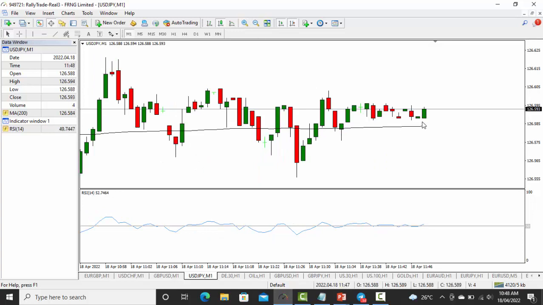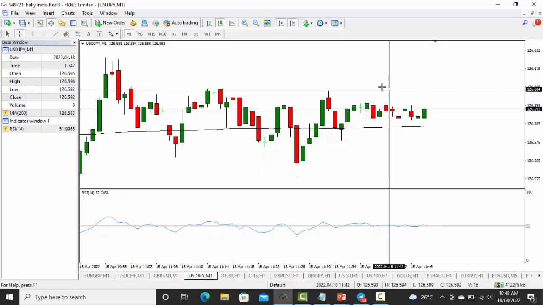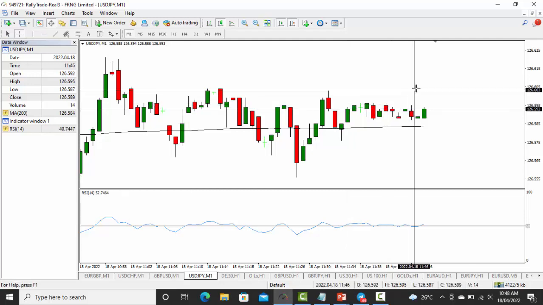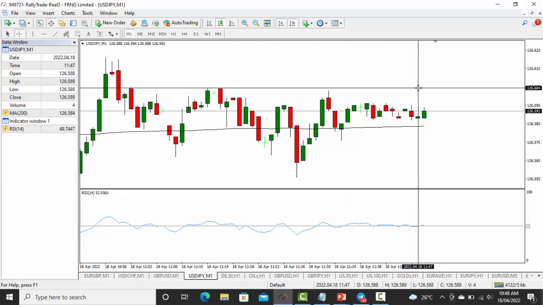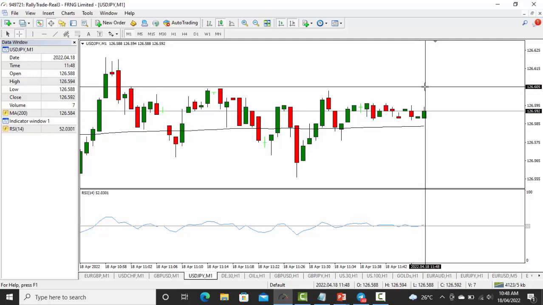This current candle on USDJPY, is it going to likely close as a bullish engulfing? Let me check the low of this particular candle. The low happens to be 126.588, and what is the low of this one? It's exactly the same price. Oh, that's not a very good bullish engulfing. It's a partial bullish engulfing as at this time.